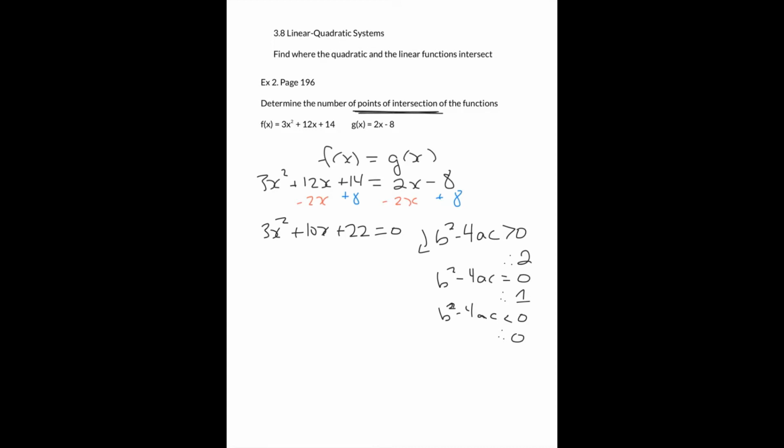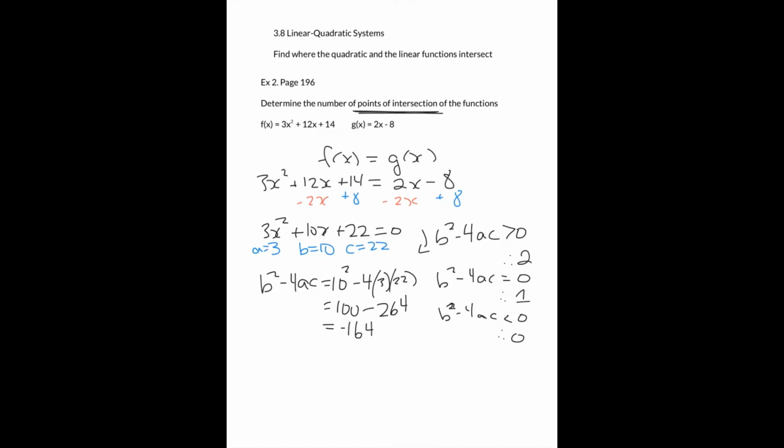Okay, so that means we need to figure out who our B, A, and C are. So it's alphabetical order. A equals 3 because that's my x squared. B equals 10 because that's my x. And C equals 22 because that's the number that has no x. So let's pop this into our formula. B squared minus 4AC. Figure out what that equals. So B is 10, so I get 10 squared minus 4 times A, which is 3, times C, which is 22. Throw that in your calculator or your brain. 10 squared is 100 minus 264. Final answer gives me a negative 164.